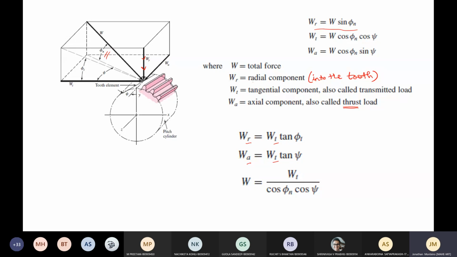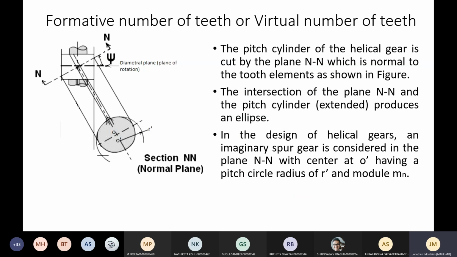Let us go on to one more very important concept here, something called formative number of teeth or virtual number of teeth. It is a very important concept to understand as long as helical gears are concerned. So what is this formative number of teeth or virtual number of teeth? We all know that the teeth are inclined at a certain angle, correct? What is that angle called? It was just now discussed. It is called the helix angle.